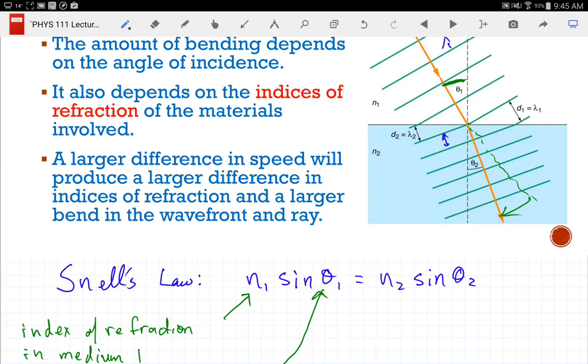If you go from a slower speed into a faster speed, light works the same way forward and backward. So it actually refracts away from the normal if you go from a slower speed to a faster speed material.